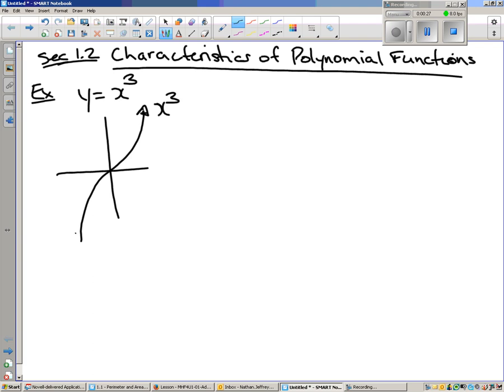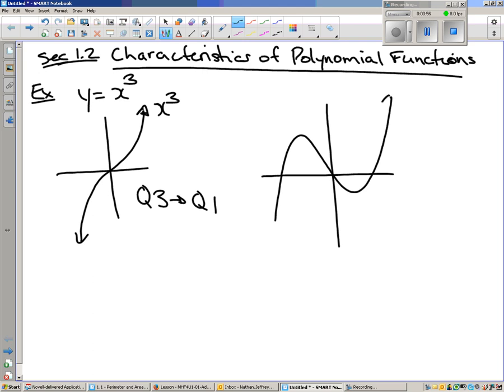Okay, we talked about how it went from quadrant 3 to quadrant 1, and that's a basic cubic function. Now, it shouldn't be that hard to realize that they're not always going to be that easy. We can get a cubic function that could look, say, something like this.